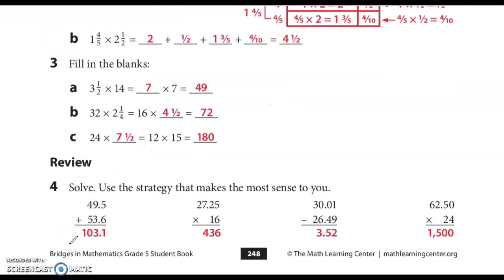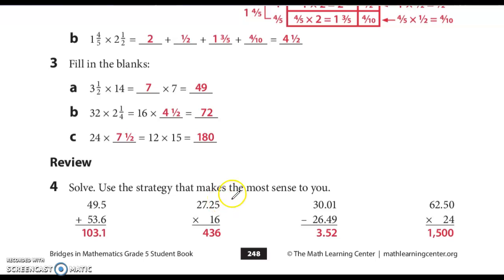Moving on to number 4, this is a good review. You could have used any strategy that made the most sense to you. The first answer is 103.1 or 103 and 1/10. The second one is 436. Now this one was a little bit trickier. You could have used a ratio table to multiply this out. You also could have multiplied 27 times 16 and then found 1/4 of 16 and added them together.